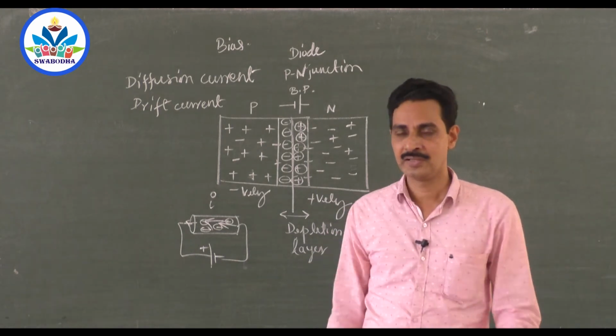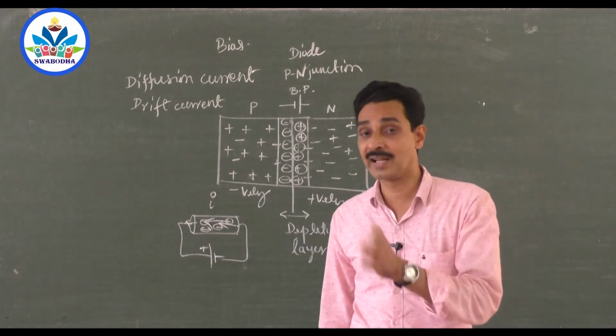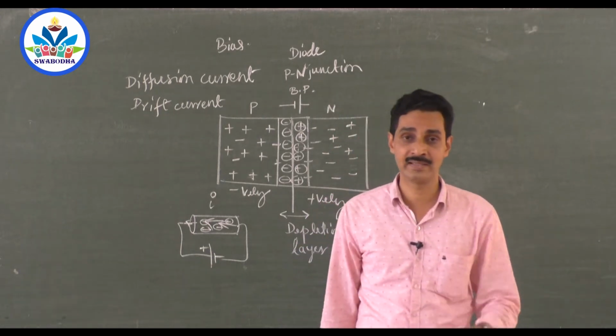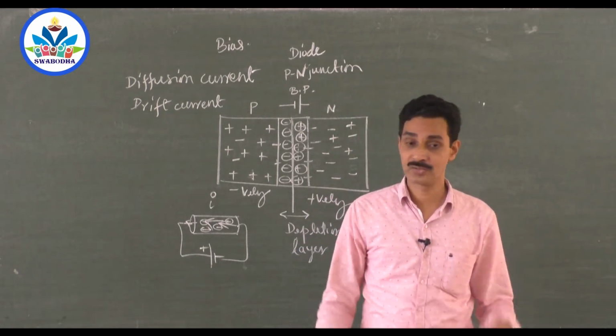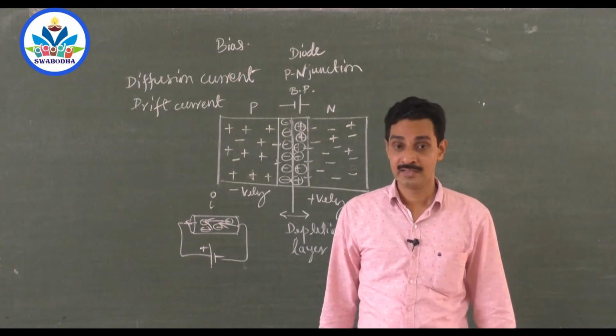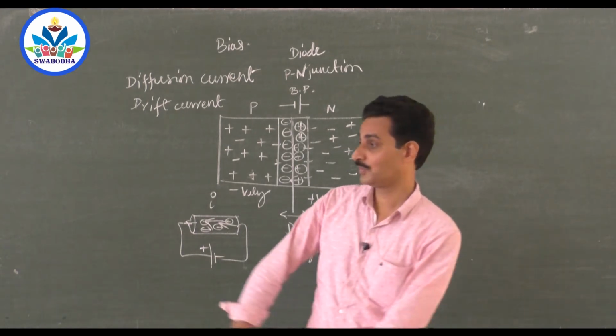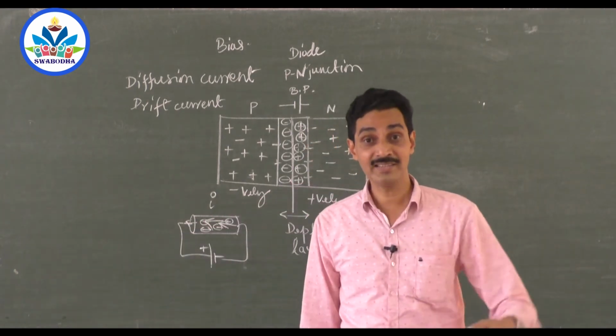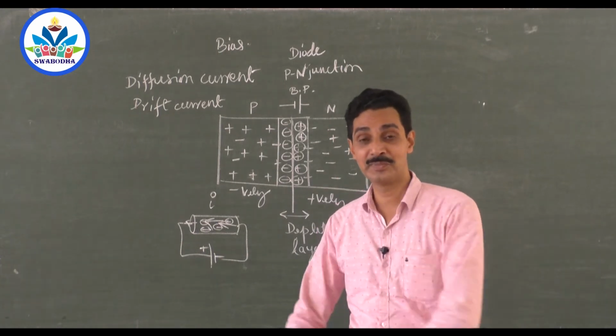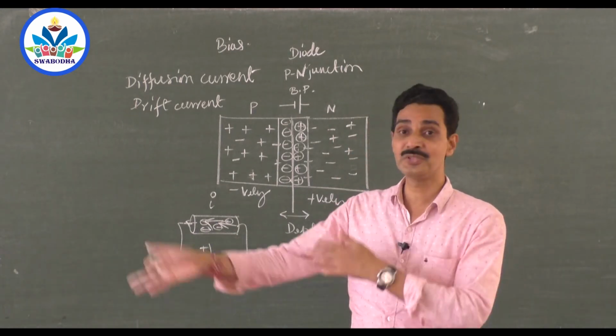Suppose that doesn't require any external triggering or external battery. Suppose in the corridor students are wandering here and there. Suppose a teacher comes, all the students will start running towards one side. That is drift. It is forceful motion, right? All the students are forced to move on one side.